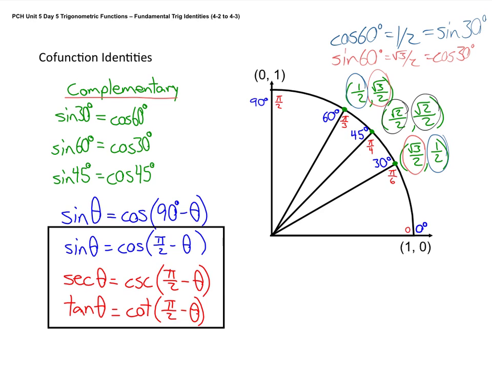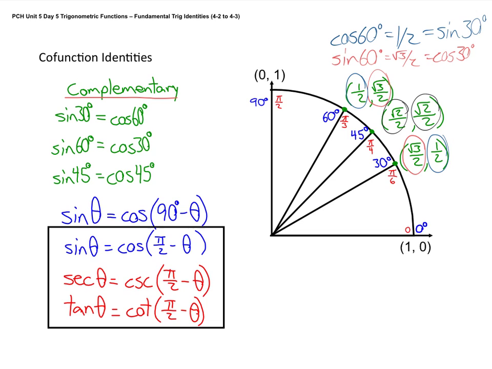And you see here the relationship. Sine of theta equals cosine of pi over 2 minus theta, or 90 minus theta. Secant of theta will equal the cosecant of pi over 2 minus theta. And tangent of theta equals the cotangent of pi over 2 minus theta.